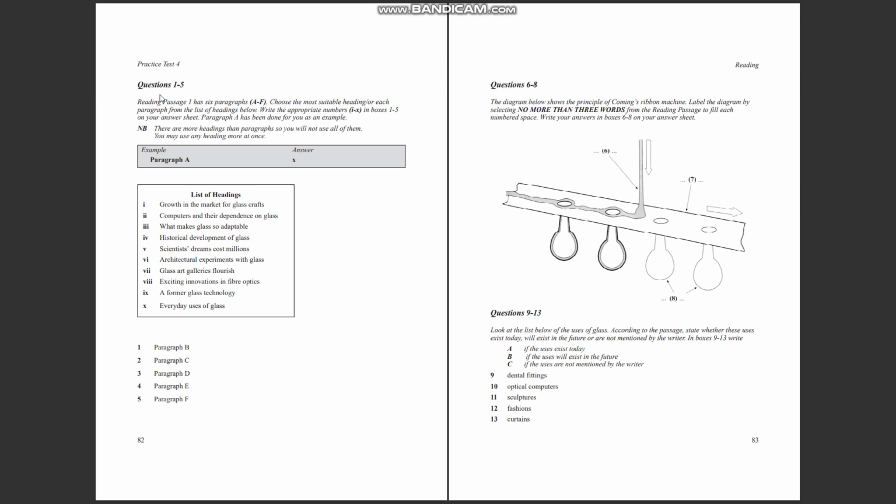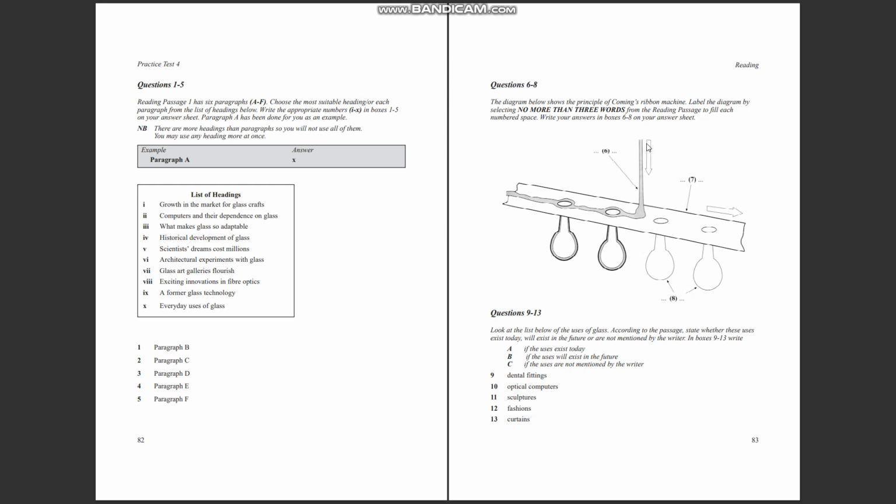So question number 1 to 5, it's list of headings. So matching of headings as the first part of your question. Second is a diagram labeling. And then we have some words given over here and we have to write A, B, C in front of them. Now very smartly take a decision that this is a diagram. It's saying that the diagram below shows the principle of Corning's ribbon machine. So we have to just attempt 3 answers over here, 6, 7 and 8.